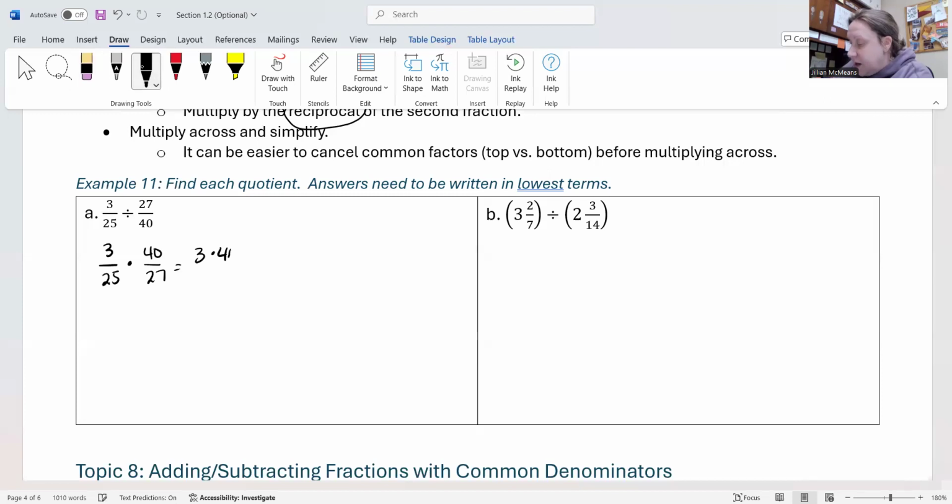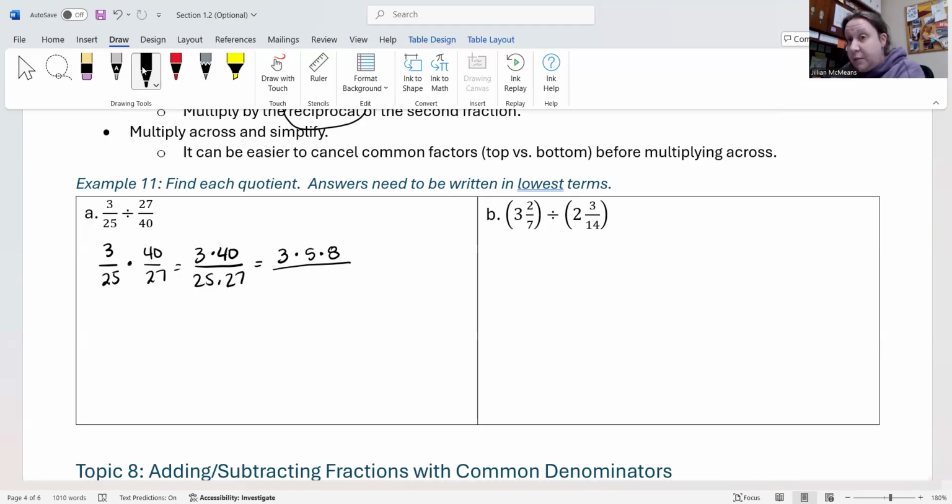That then gives me 3 times 40 over 25 times 27. Now, we need to look for common factors, and the more you practice this, the easier it'll be to see common factors or factors that you can cancel top to bottom. In the meantime, let's just start breaking things down. So I'm going to keep the 3 as 3 since it's prime, but for the 40, I want to write it as 5 times 8. So I'm going to find a factorization of 40. 5 times 8 is going to work beautifully here.